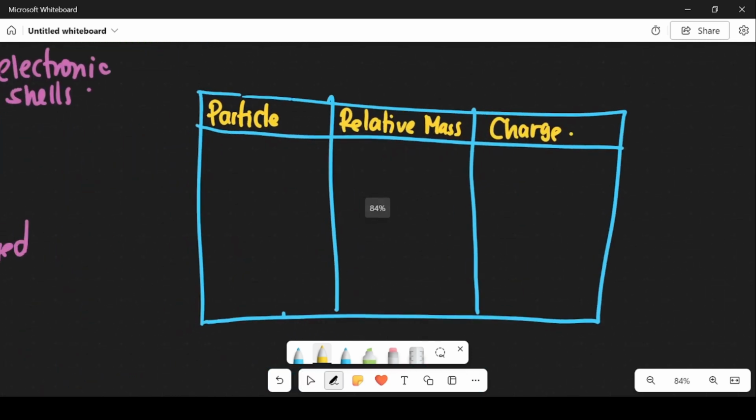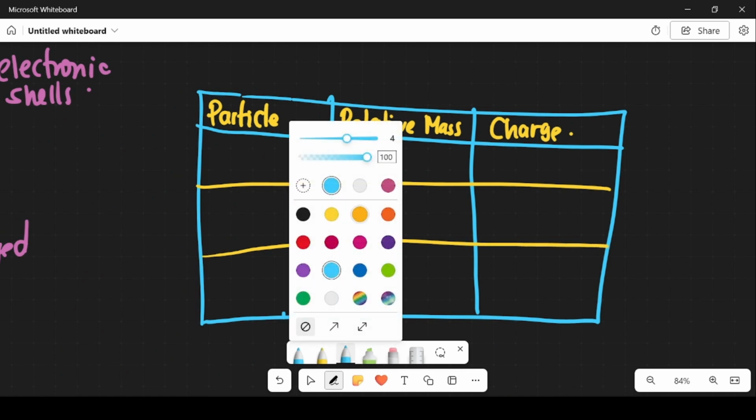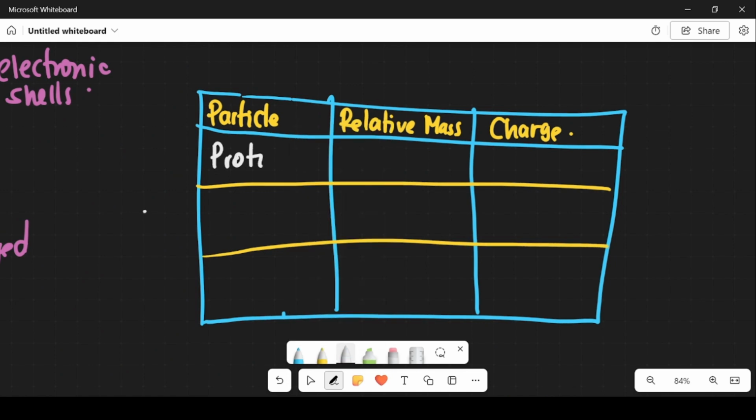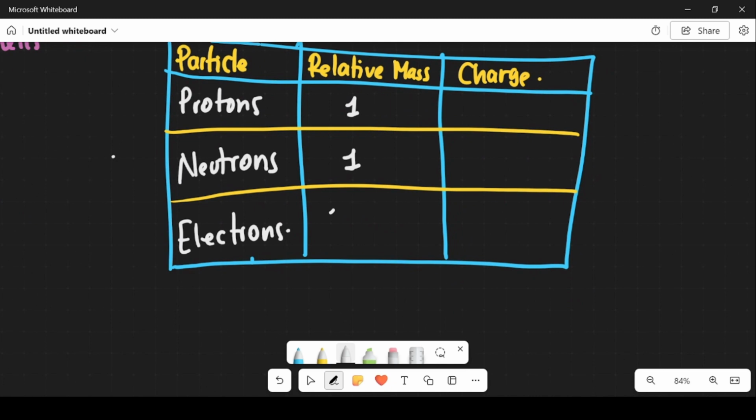So we know the three particles that we've just discussed are our protons, neutrons, and electrons. The relative mass of a proton and a neutron is approximately 1. However, the electron is the smallest subatomic particle, and it's approximately 1 out of 1840. It varies, 1 out of 1837, 1840, but this is usually around the area, okay?